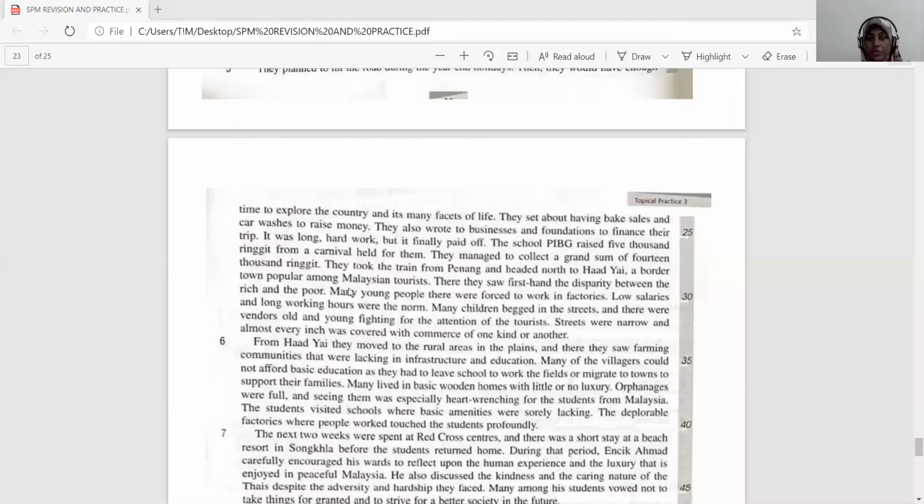Disparity, the difference between the rich and the poor. Many people there were forced to work in factories. Low salaries and long working hours were the norm, meaning the normal. Okay, what is happening in the country right now?